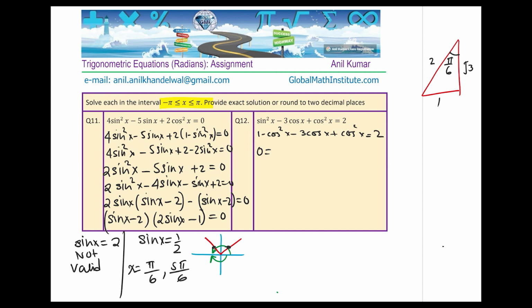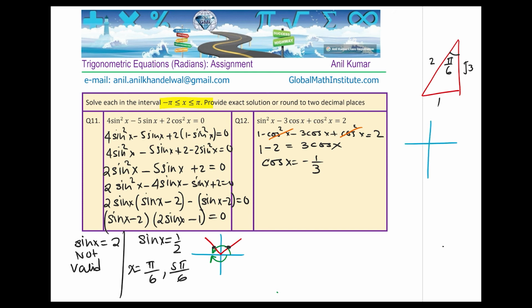Well, cos square x and cos square x cancel, right? So we are left with cos x. Let's keep the 3 cos x this side, and then we'll take the numbers on the other side. So we can write this as 1 minus 2 equals 3 cos x. That is the simplest solution. So we have cos x equals minus 1 over 3. Is that clear to you? So cos x is minus 1 over 3.